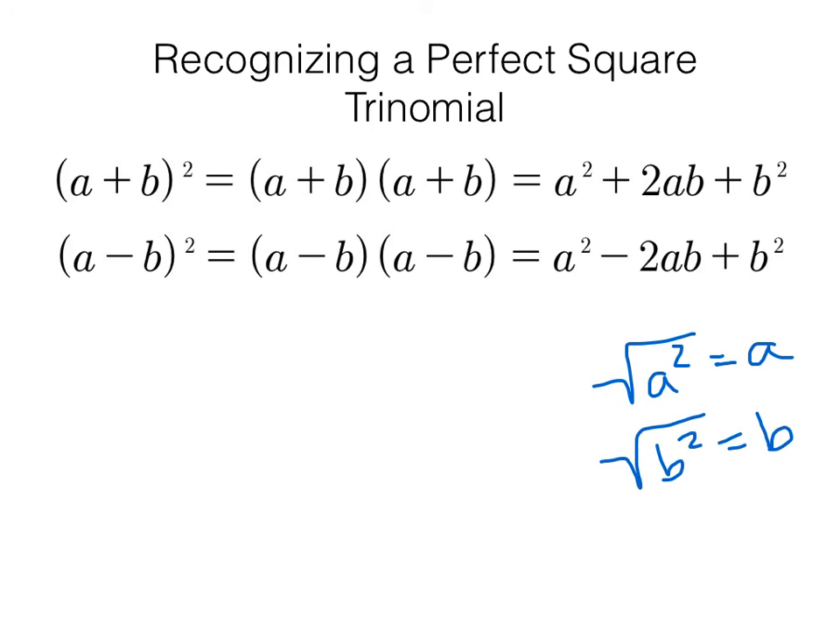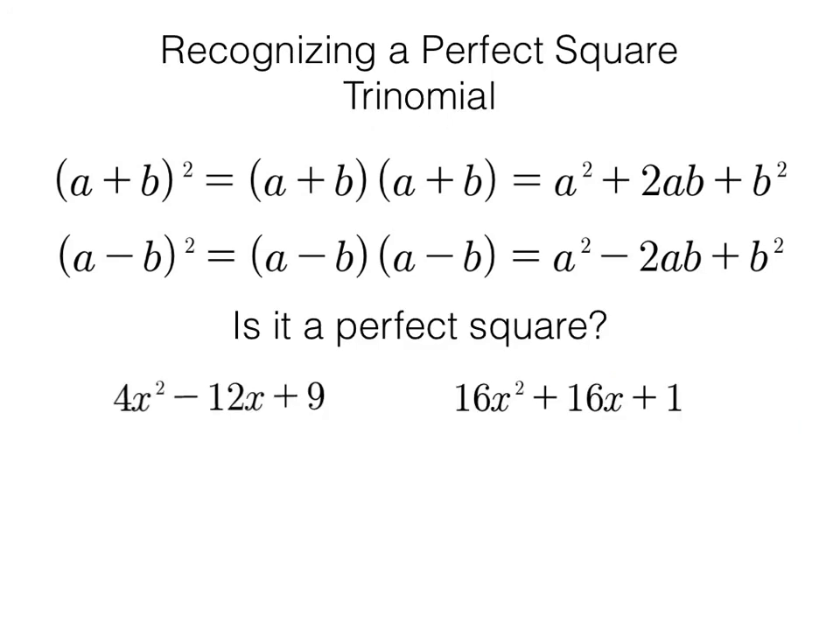We want to be able to recognize that it is, because it makes it a lot faster to factor it. You just find the square root of 2 terms, that's it. So let's look at some examples. Is it a perfect square? You have 2 examples here. You have 4x squared minus 12x plus 9 and 16x squared plus 16x plus 1.